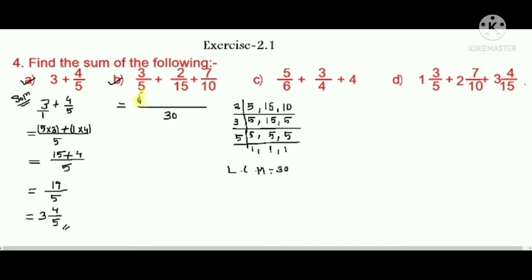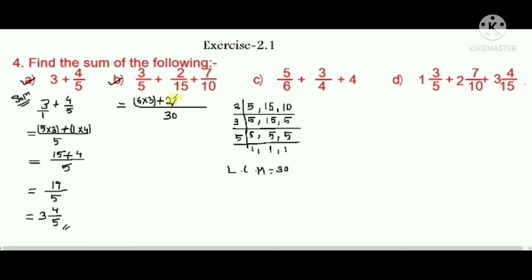So you write 6. Okay, and above this 5 what do we have? 3, then you multiply with this 3. Okay, and then give a plus sign. Okay, now 15. What will multiply with this 15 to get 30? So 15 to 30, that means 2. If you multiply by 2, then you will get 30. So now above this 15, what do we have? 2, then you multiply with this by 2.